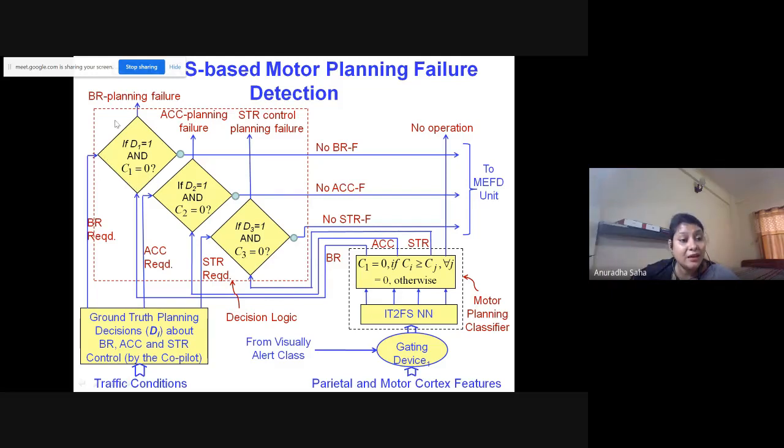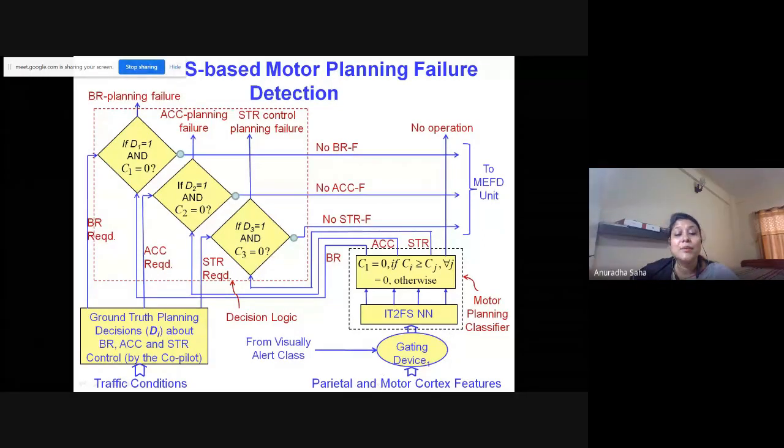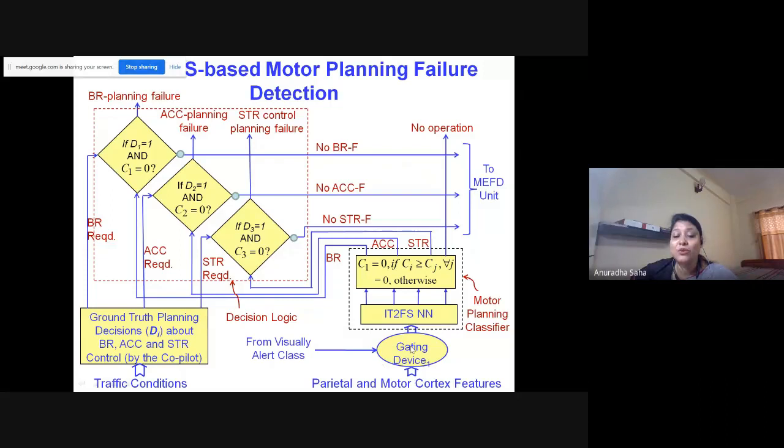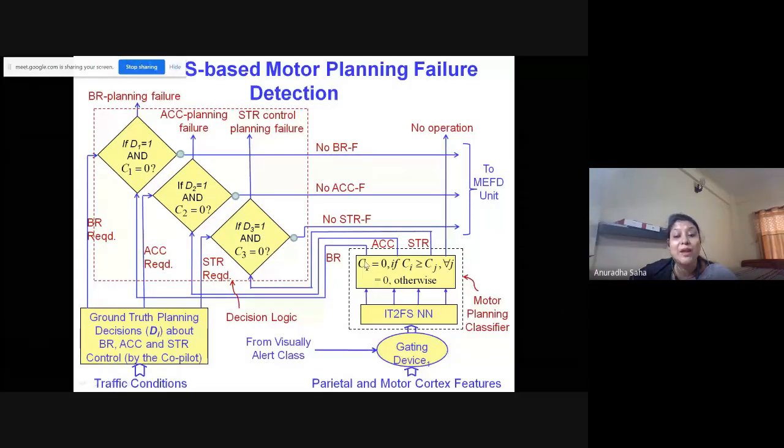Coming to the motor planning failure detection, or decision box, I can say. Now, these are the features extracted from the parietal and motor cortex lobe of the driver's head. Whenever he is visually alert and we get these motor and parietal cortex features, we can easily feed these to our interval type 2 fuzzy classifiers and fuzzy set-based neural network. And this is basically our motor planning classifier.